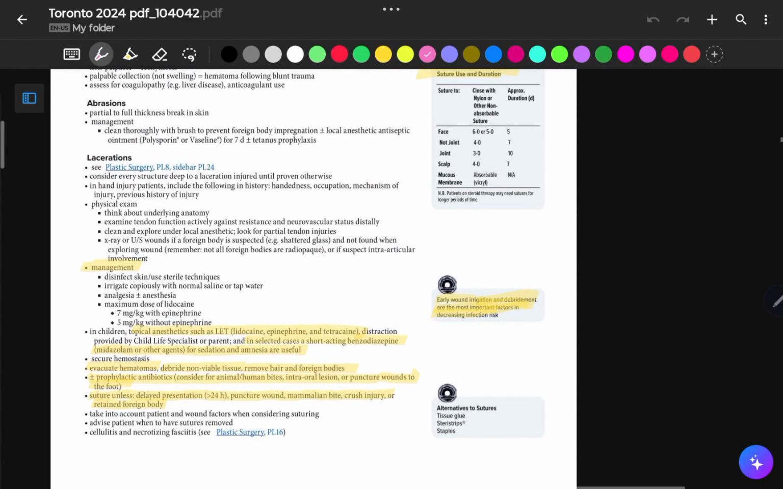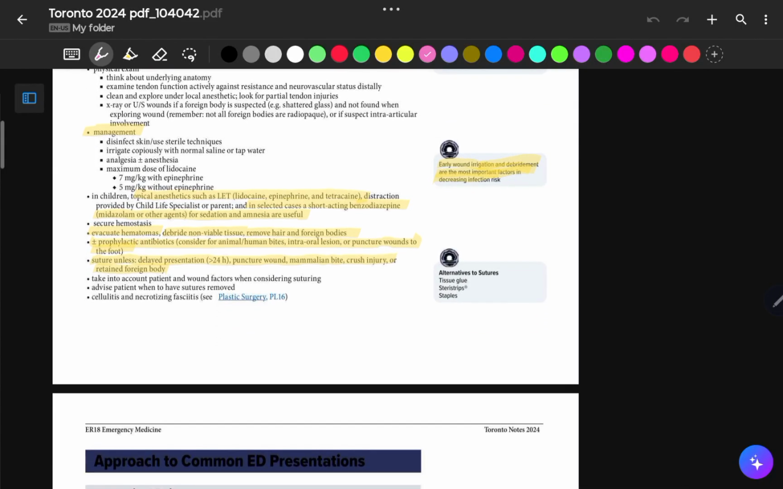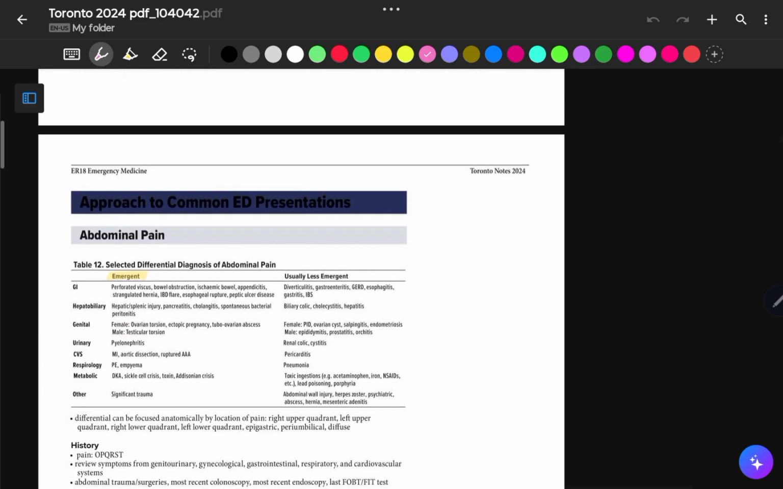Okay, so early wound irrigation and debridement are the most important factors in decreasing infection risk, so make sure you do that. So what are the alternatives to sutures? You can use tissue glue, you can use staples, you can use Steri-Strips.